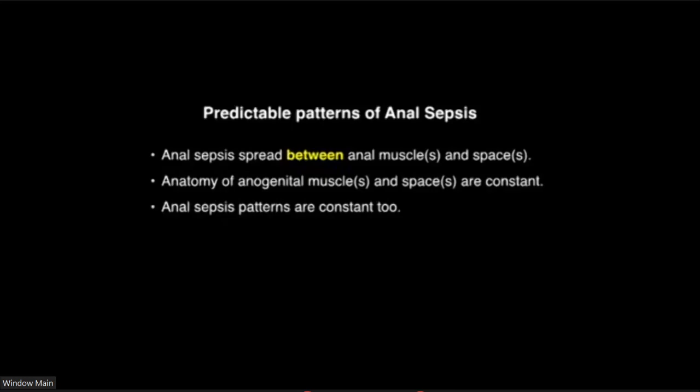The anal sepsis pattern is predictable because anal sepsis spreads in the space between muscles. The anatomy of the anogenital muscle, I think not only anus but anogenital muscle and space, is constant. And the anal sepsis pattern should be constant too. So I will explain more.